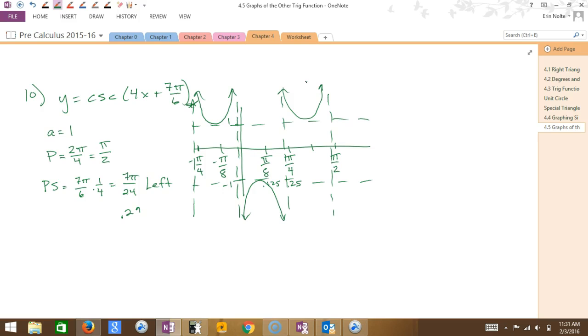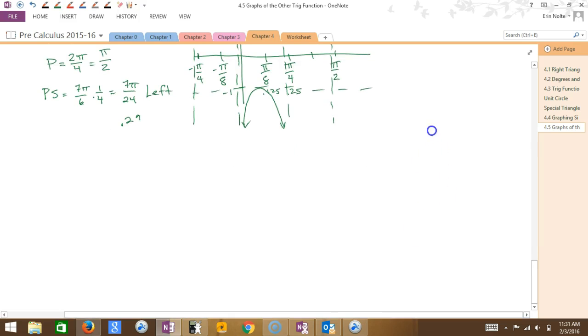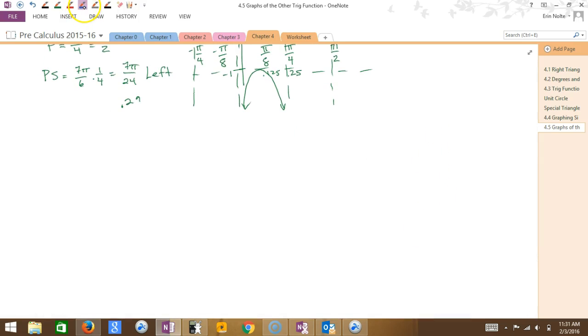Okay, do you want me to do number 14 with you? Okay, I'll do 14 and then I'll let you guys do the rest of them. So 14 is y is equal to secant of x over 5 plus pi over 5.